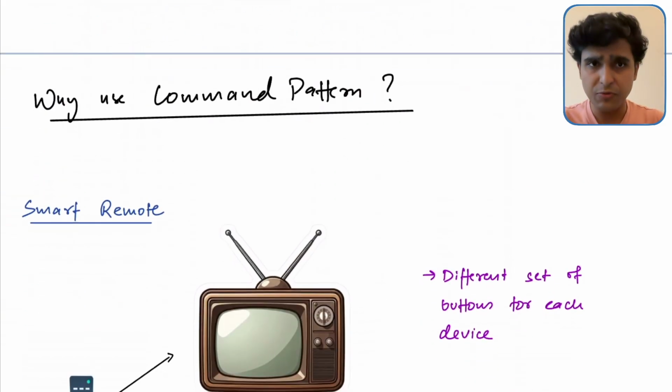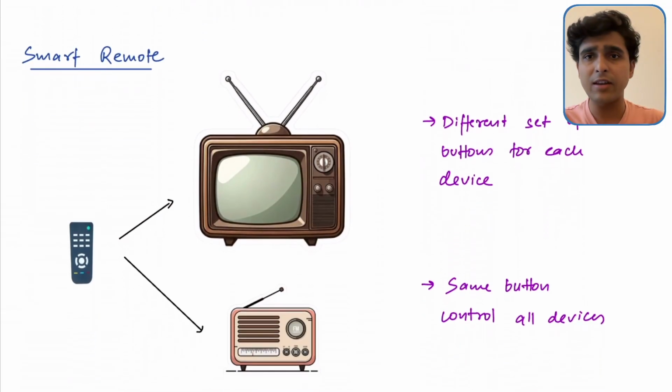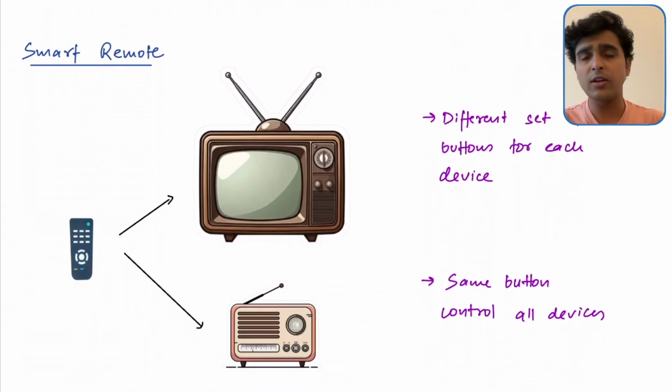So we come directly to why we use the command pattern. We will take a very simple example. Consider a scenario where you have multiple smart appliances at your home, maybe a smart TV, smart radio, some other smart devices, and you want to control all of those devices with a single remote. Let's call it a smart remote. So what are the options we have? We have a single remote and we want to control all of our appliances.